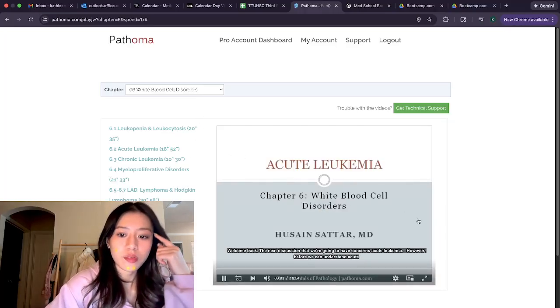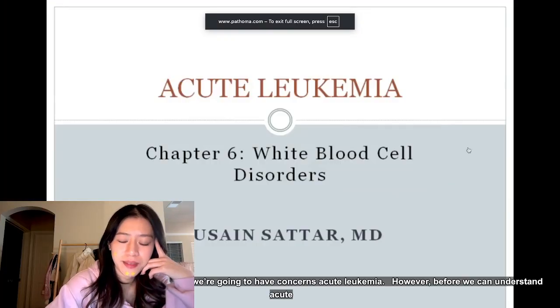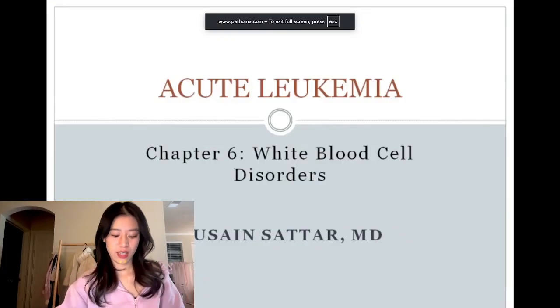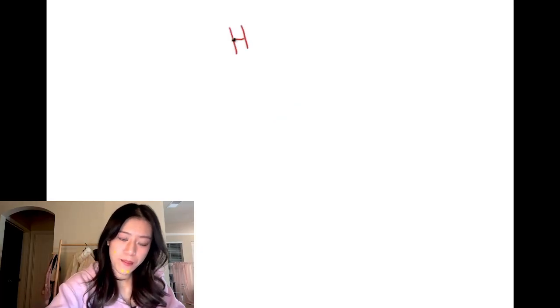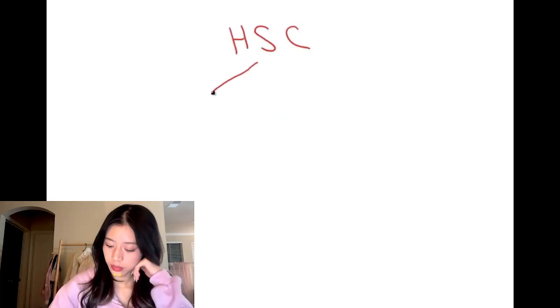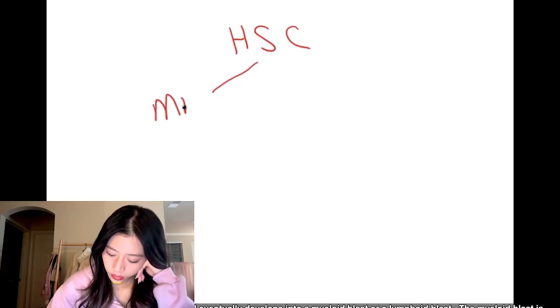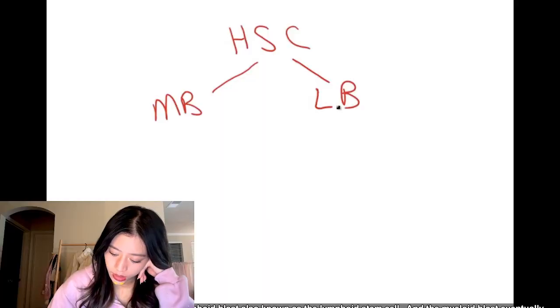Welcome back. The next discussion that we're going to have concerns acute leukemia. However, before we can understand acute leukemia, we need to briefly review hematopoiesis. So let's remind ourselves that hematopoiesis begins with a hematopoietic stem cell, and that hematopoietic stem cell eventually develops into a myeloid blast or a lymphoid blast. The myeloid blast is also known as the myeloid stem cell. The lymphoid blast is also known as the lymphoid stem cell.